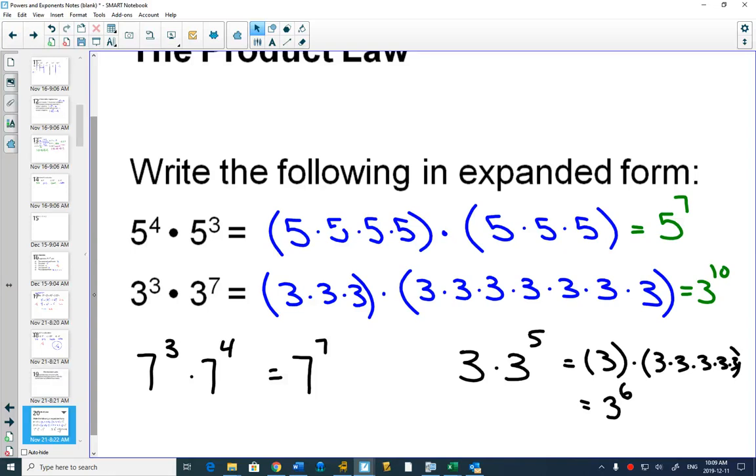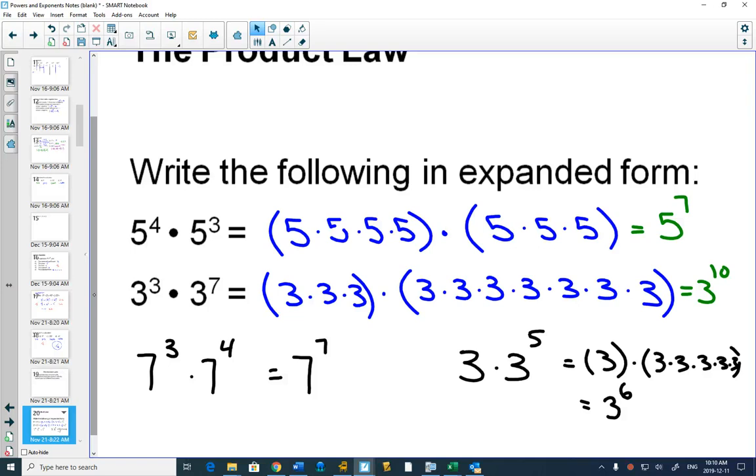I'm confused, Mr. J. Hart. I'm sorry for being honest, everyone. I'm confused. So here with the second one, are you okay with 3 cubed being 3 times 3 times 3? Yes. Okay, and 3 to the 7 being 3 times 3 times 3 times 3 times 3 times 3 times 3.